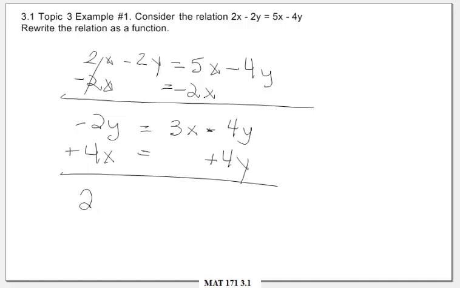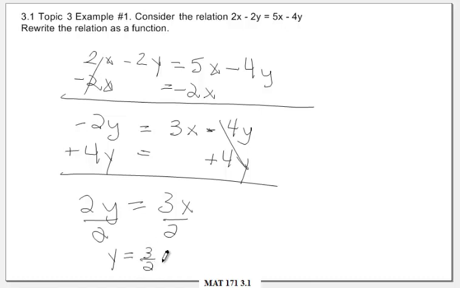That's supposed to be a y. 2y is equal to 3x. These cancel out. So now to solve for y, we just divide by 2. We end up with y is equal to 3 halves x, or 3x over 2. We're going to rewrite that as a function. So we write f of x is equal to 3 halves x.